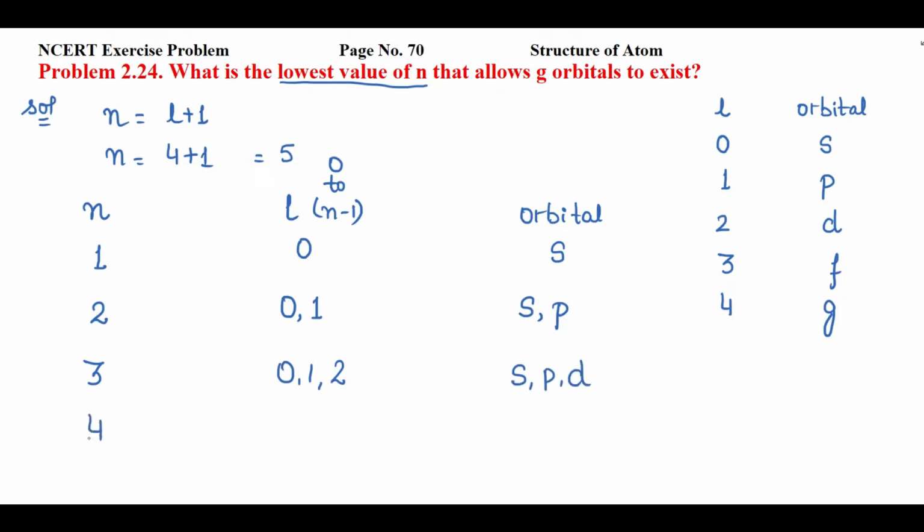If I have n's value equal to 4, the possible values of l will be 0, 1, 2, 4 minus 1, 3. So the orbitals are s, p, d, f. Now in the fifth orbit, the possible values of l will be 0, 1, 2, 3, 5 minus 1, 4. That means in the fifth orbit, we will have orbitals s, p, d, f and g.